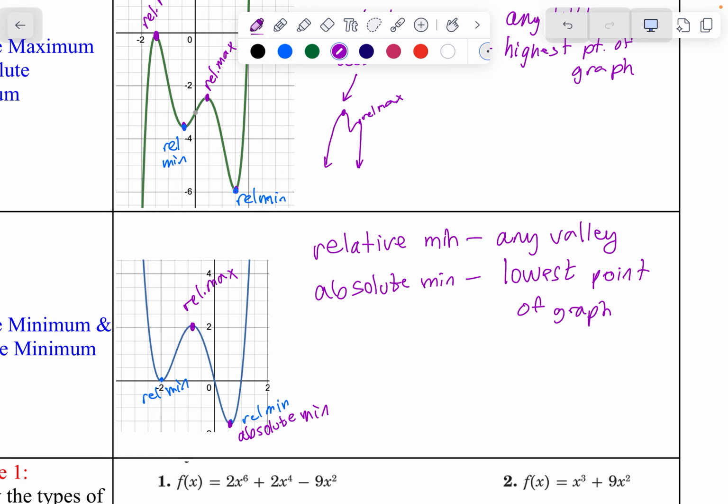If you've ever heard in the ocean, there's the Mariana Trench. That's the lowest point in the ocean. This is the lowest point of the graph, an absolute minimum. That is the absolute smallest height that my graph will ever go to. So when we're talking about mins and maxes, we're talking about the height relative to the things around it. So hilltops are maxes. Valleys are minimums. Okay?